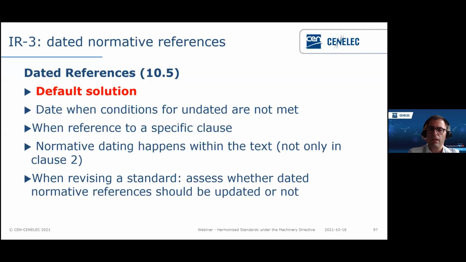And again, the dating is not only happening in clause 2, it must happen as well in the whole text of the standard. In fact, and this is important, it is the body of the standard that indicates whether the normative reference in clause 2 should be dated or not, and not the other way around. When a TC is revising a standard, what is important is to look at the list of normative references used in the standard and assess whether there is a need or not to update that reference, for example, if it's undated or if it is already withdrawn.